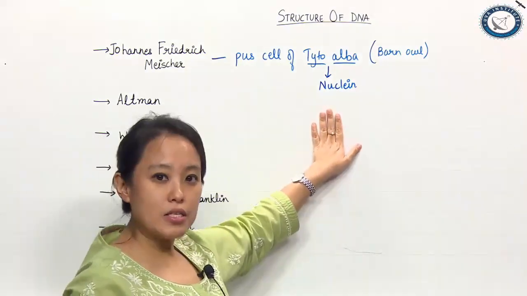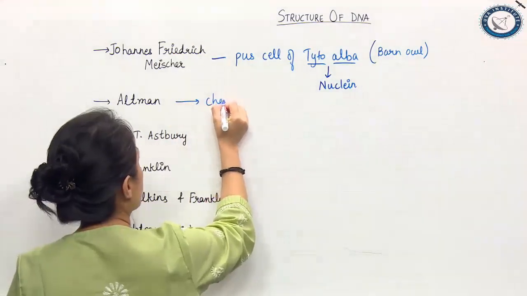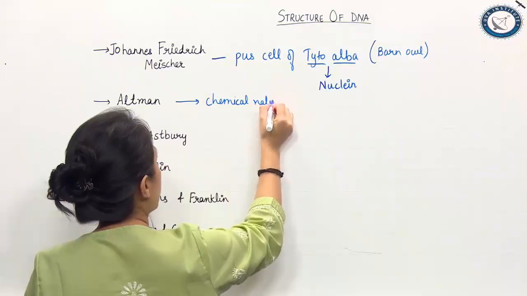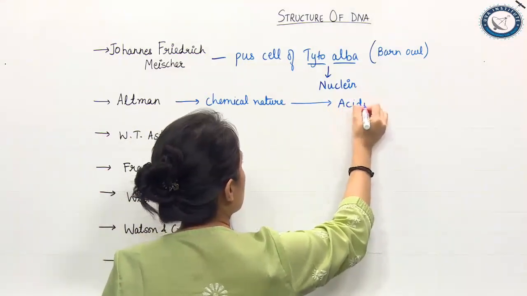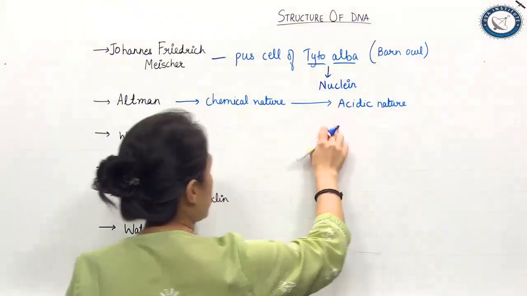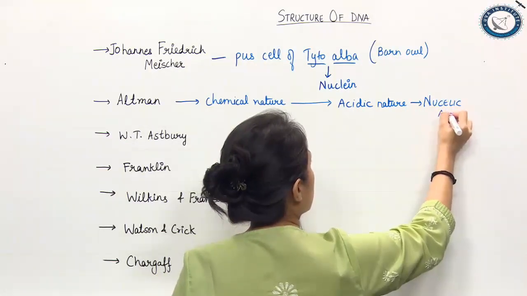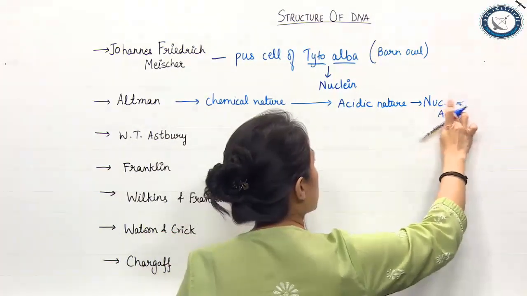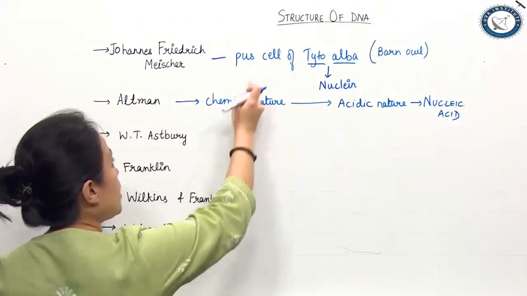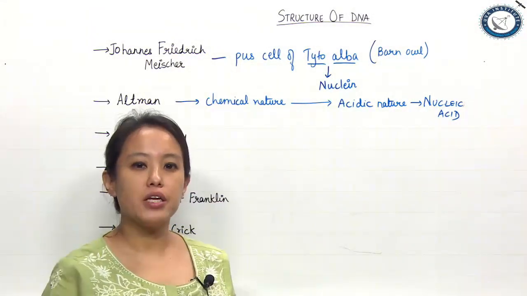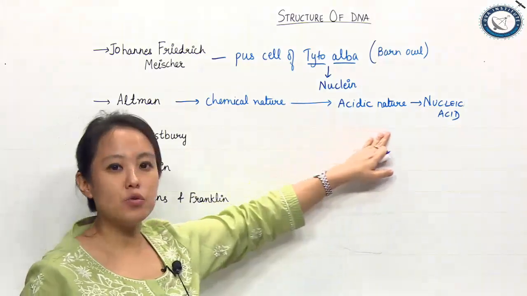On the basis of this evidence, it was Altman who further identified the chemical nature of nucleon and came to the conclusion that it is acidic in nature, and he named it nucleic acid. These two people have already fallen into the criteria of identifying the nature of what we now know as DNA. First the name given was nucleon, and then it became nucleic acid.